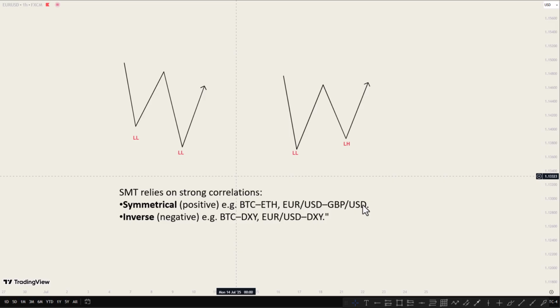Now, the next one is inverse or negative SMT. That is when you see Bitcoin and DXY moving in opposite directions. And why are they inverse? Let's say, for example, BTC is making a higher high. DXY, which is the dollar, is supposed to make a lower low because they move inversely. When one is going high, the other one is going low, and when that one is going low, the other one is going higher. Let me show you an example here that will explain vividly how symmetrical and inverse correlation works.